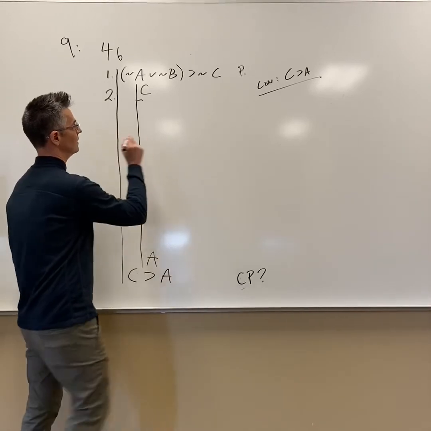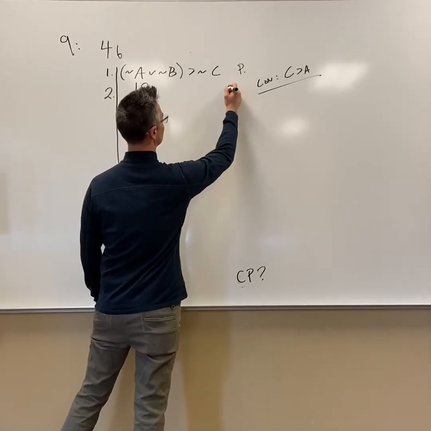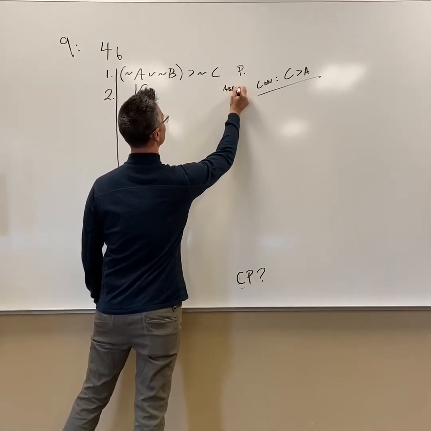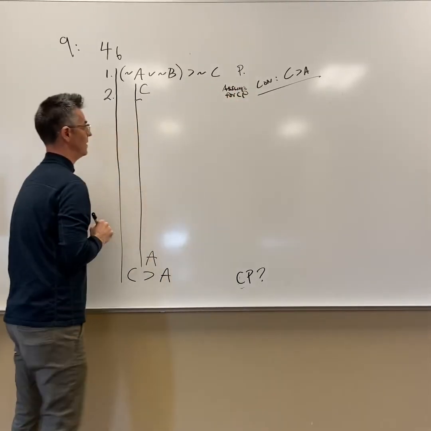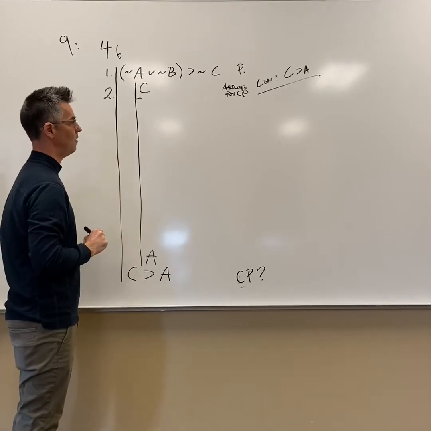Okay, so now we've got C. What's our reason for C? Well, it's not a premise. It's an assumption for conditional proof. So that's what we write down there. We're assuming C, and we're seeing what we can do.